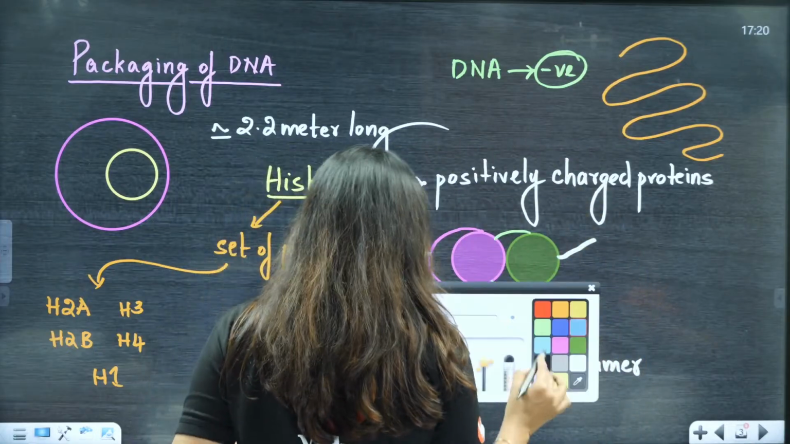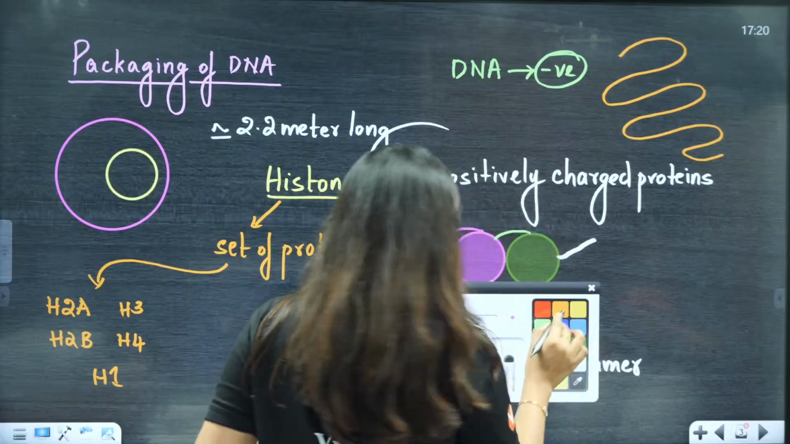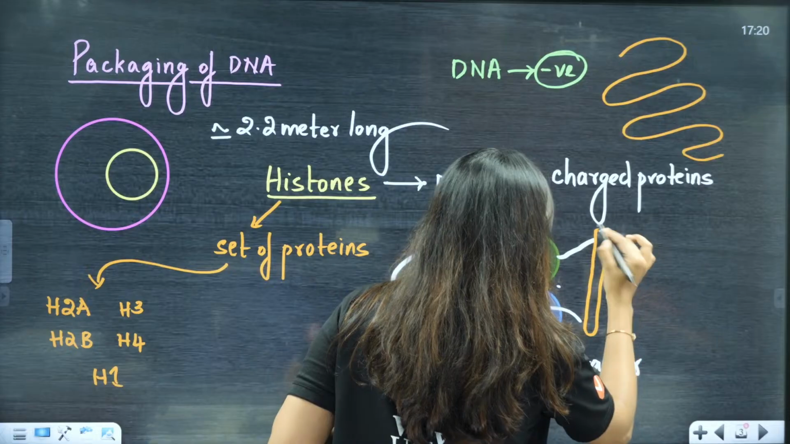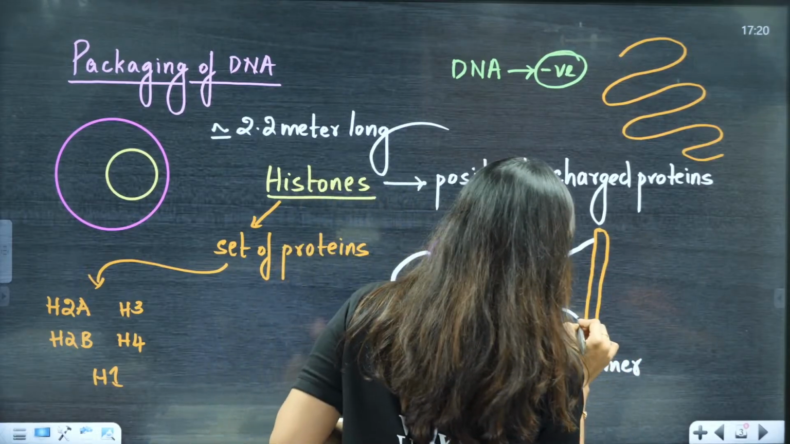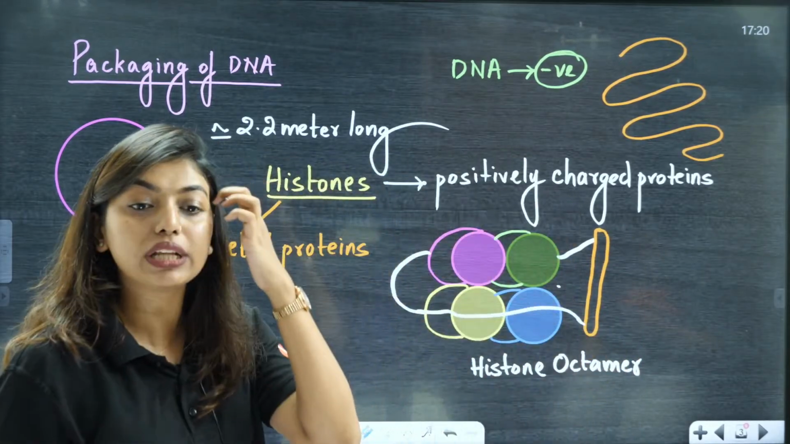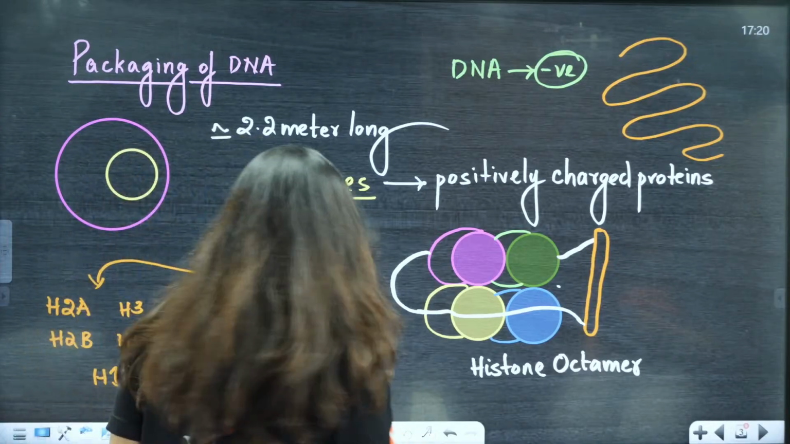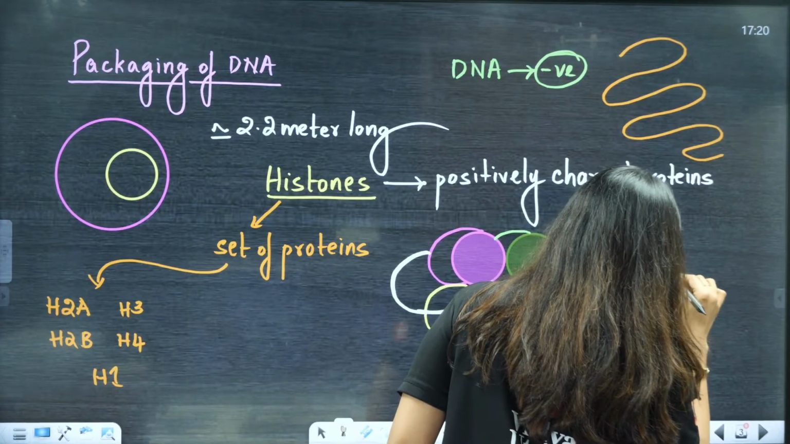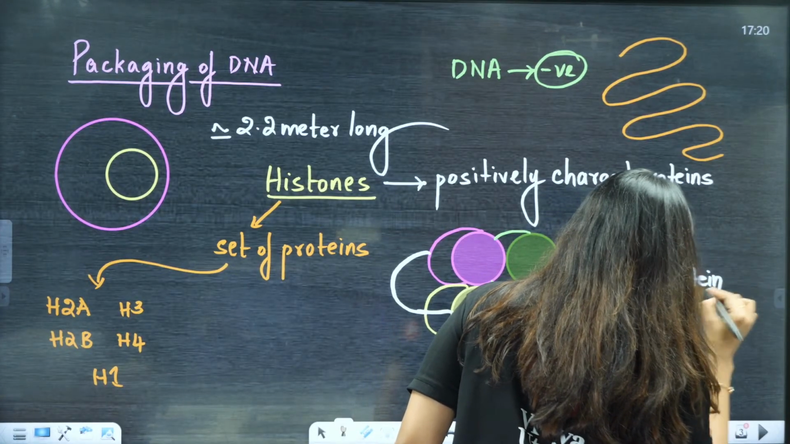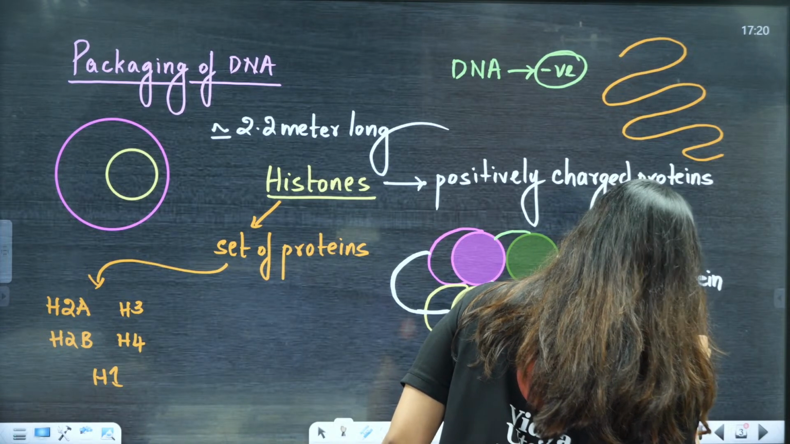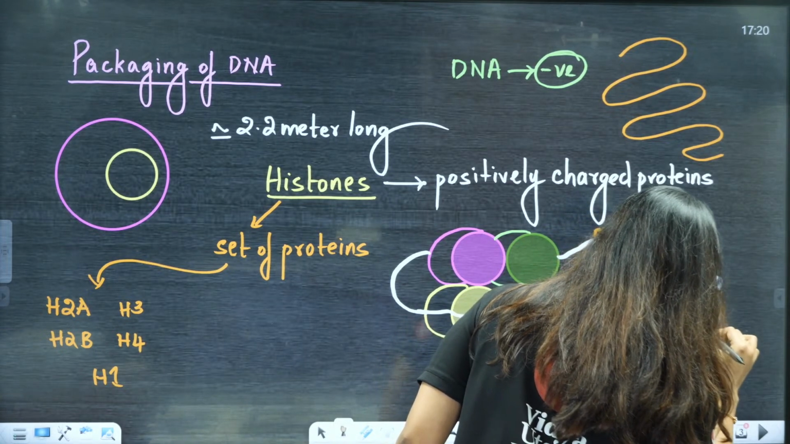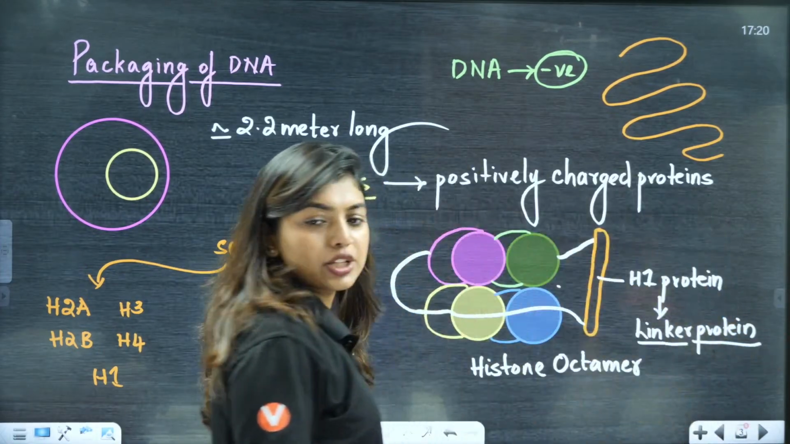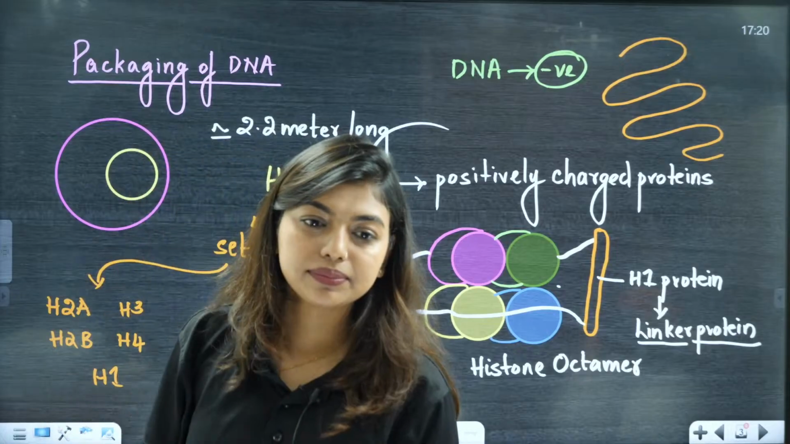Now look here. So here the H1 protein comes and links like this. So that's why, students, we call this protein the linker protein. So here you see, this is called the H1 protein, which is also called the linker protein. What is it called? A linker protein. Clear? H1 protein or the linker protein. Clear?